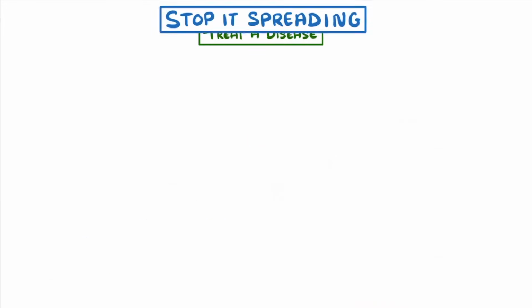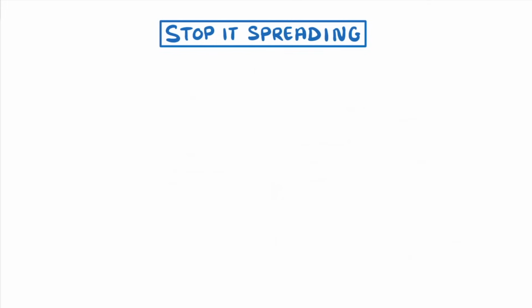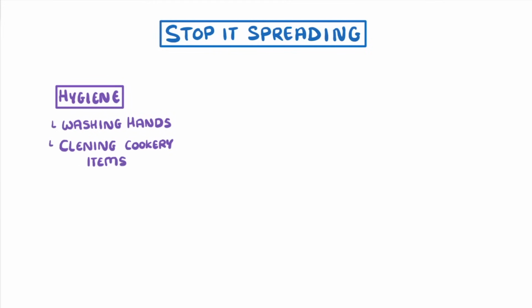Now, the only thing better than treating a disease is to stop it from spreading in the first place. The common sense way to do this is by being generally hygienic, such as washing your hands after you've used the bathroom and before preparing foods, and by cleaning cooking items, such as knives and chopping boards.